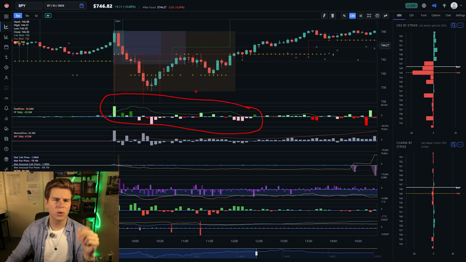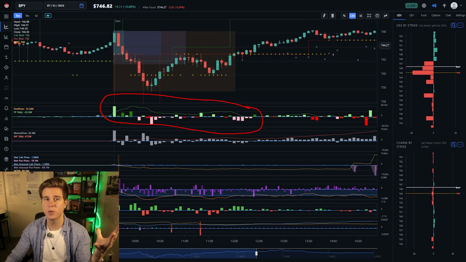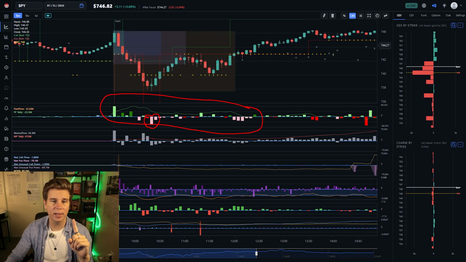As you can see, FastFlow also has some unique coloring, right? We got dark green, light green, pink, and dark red. So what do those mean? Well, pink and dark red just means that FastFlow is selling. FastFlow is pink if it's aligned in the direction of Momo. So pink means that FastFlow is selling and Momo is selling. FastFlow is red when FastFlow is selling, but Momo is buying.